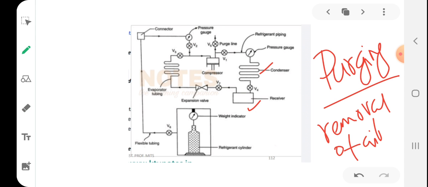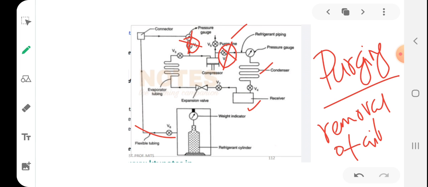First of all, we have to shut down the output of this compressor by closing valve V1. So close valve V1. Now close the refrigerant inlet valve V2. This is the refrigerant inlet valve from the cylinder. So close this V2, and V1 is also closed.